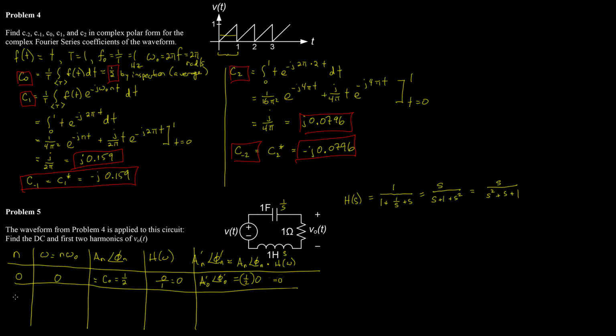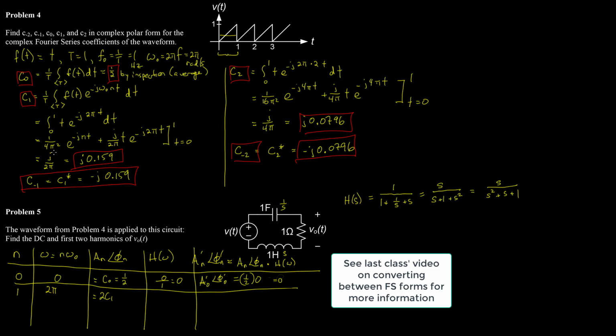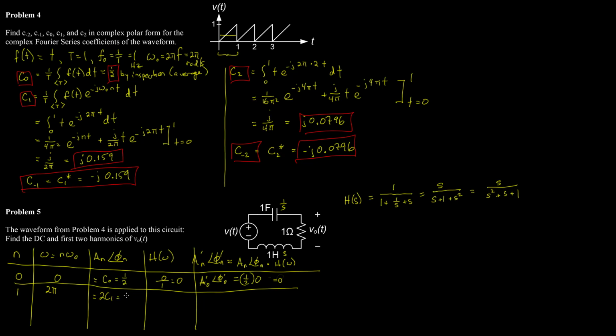For n equals 1, for the first harmonic, we have 1 times the fundamental frequency, which is 2 pi from above, so we're talking about the 2 pi frequency. Now, just like for n equals 0, our a sub 0 is the same as c sub 0. For n greater than 0, our a sub n is equal to 2 times c sub 1. And we said up here, that's equal to j over 2 pi, so 2 times that would be equal to just simply j over pi. You could alternatively multiply this by 2. It's just faster to write j over pi.